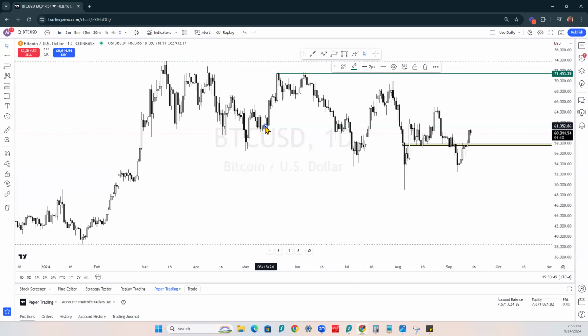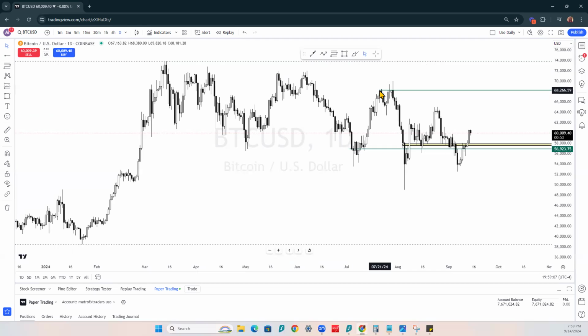And now we're going to move this line down here, actually lower than this low, right here. Then it pushed up and went over here to this high, right here. And then what did it do? Actually, it pushed lower right here.